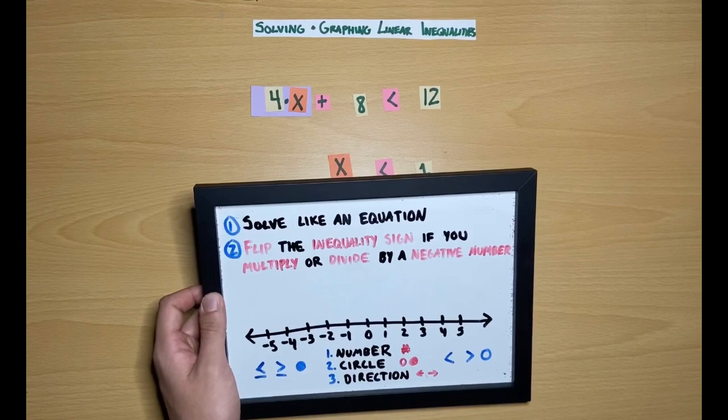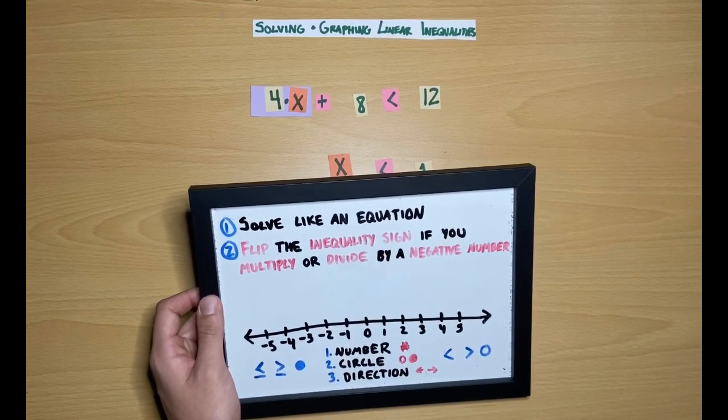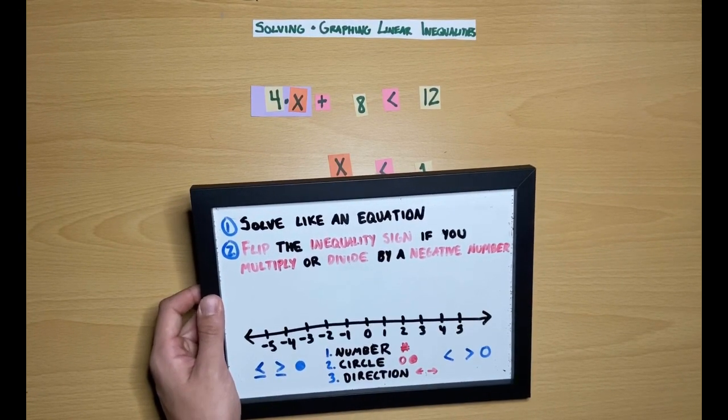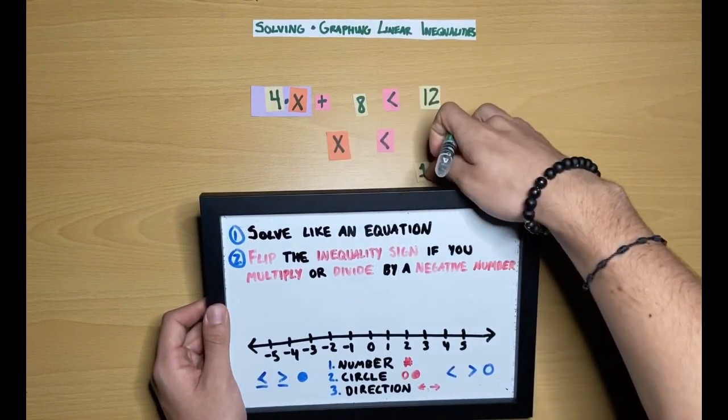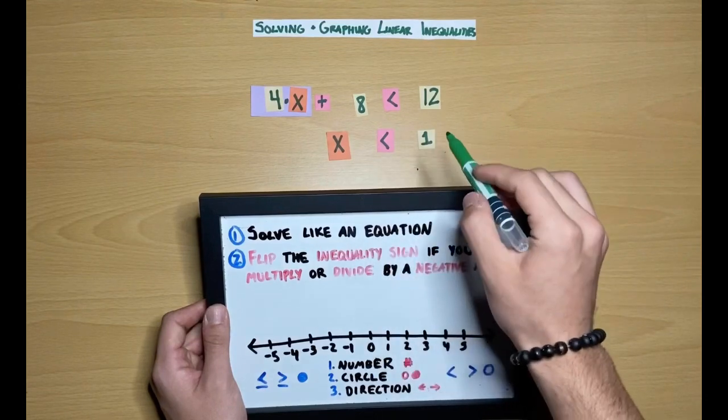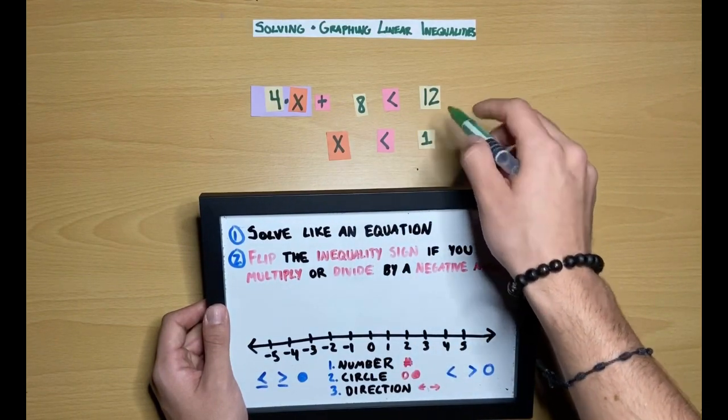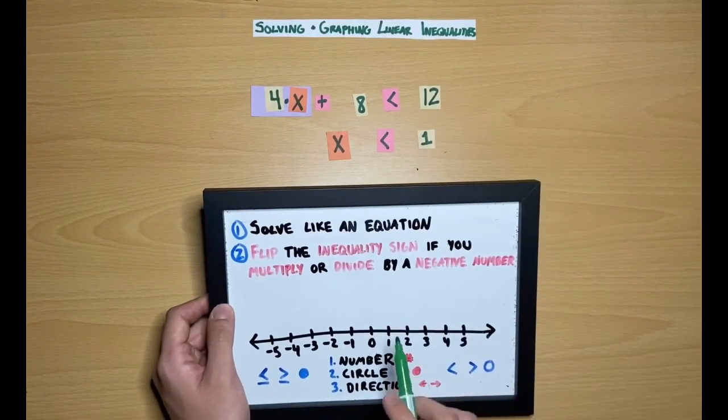So the first thing we want to do is figure out the number. And the number in this case, if you notice, we have x by itself and then 1. This is the number we're talking about. So we'll locate 1 on the number line, which is right here.